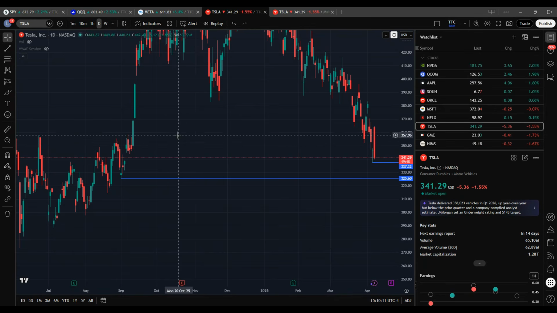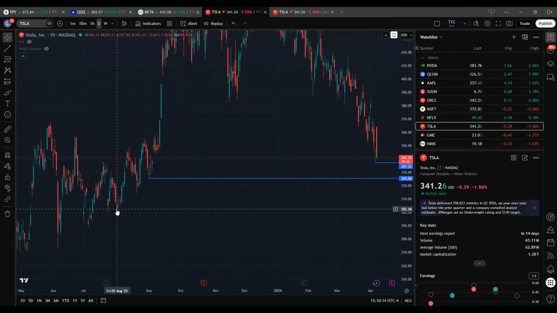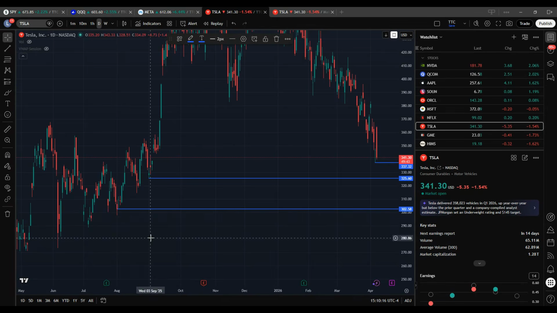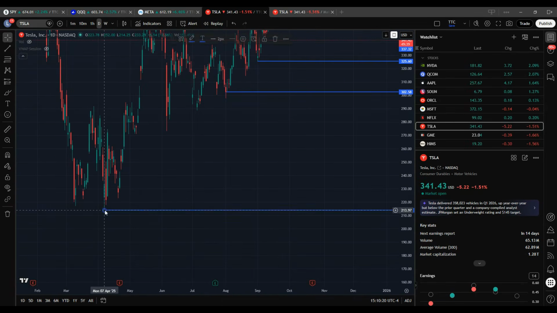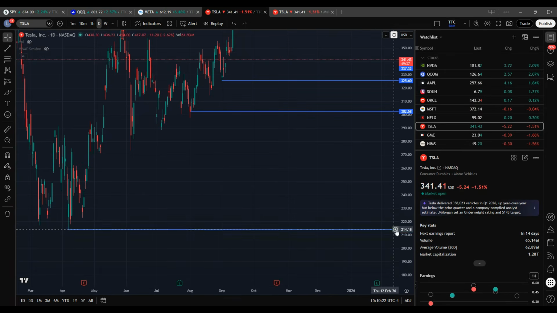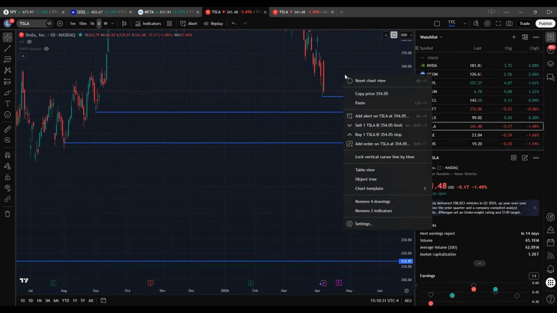Additional levels, I'll give you this one right here. Additional level 302, and then my ultimate favorite level. I'd be very surprised if it got there, but this nice Liberation Day lows around 214 should provide a significant amount of support on Tesla should it continue to push lower.